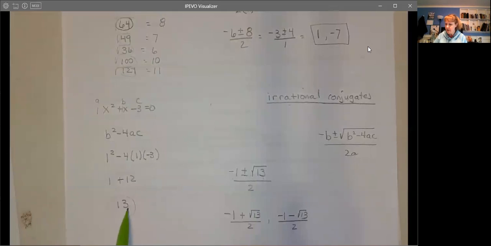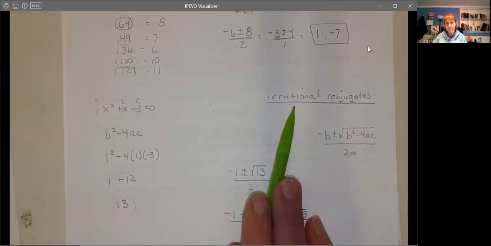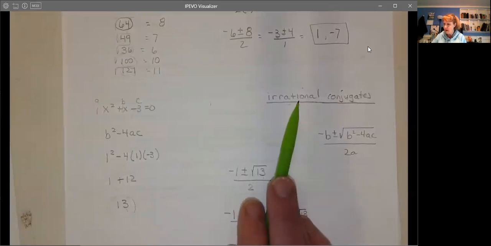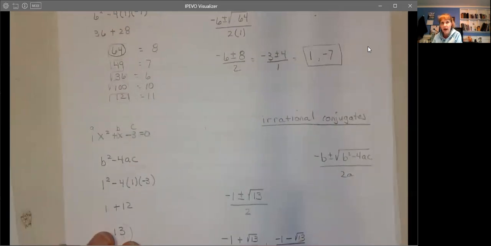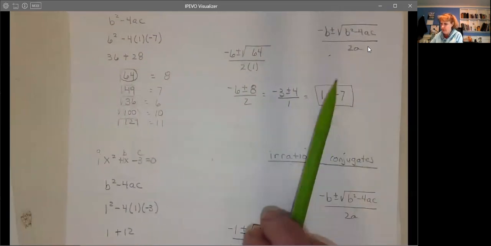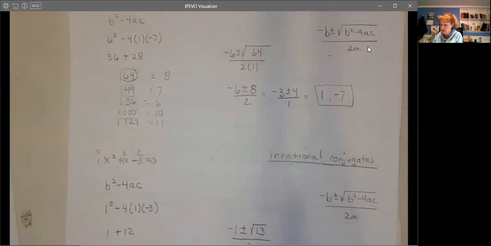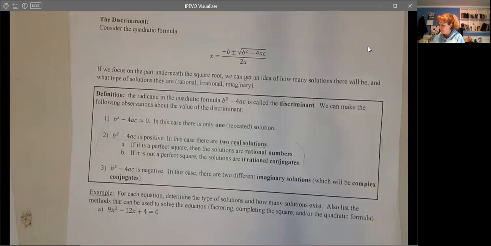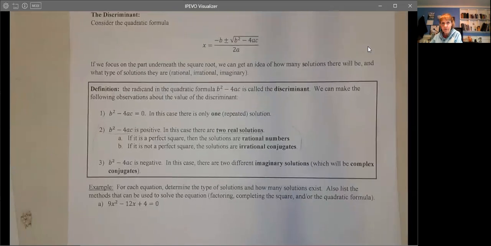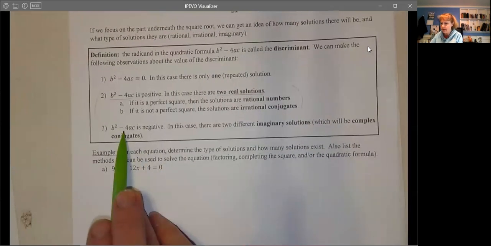So because this could not be simplified, it made them irrational. And when you have irrational, you'll always have conjugates, always. Whereas if you have rational, they're not conjugates. Okay, let's look at our last one, and that is, what happens if our discriminant is a negative number?